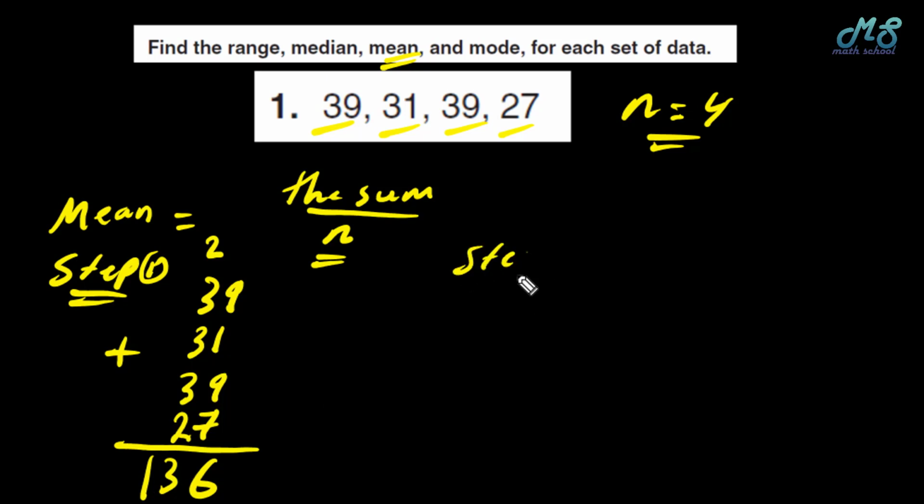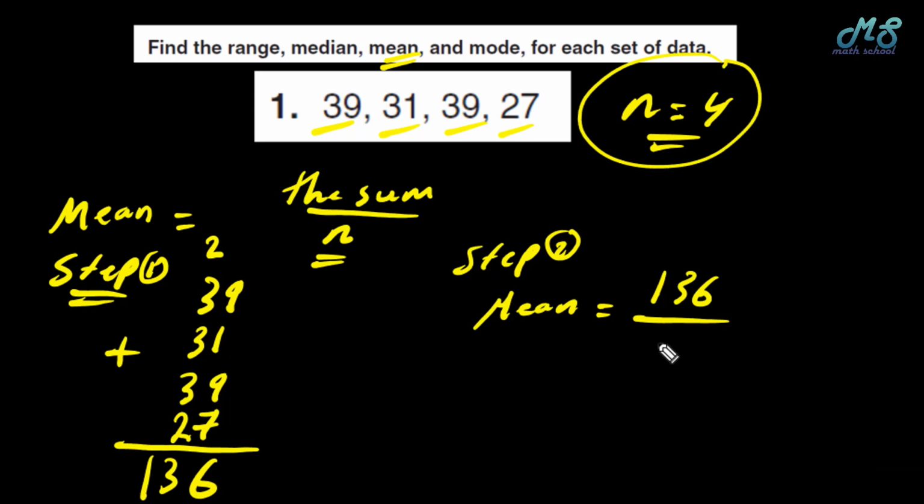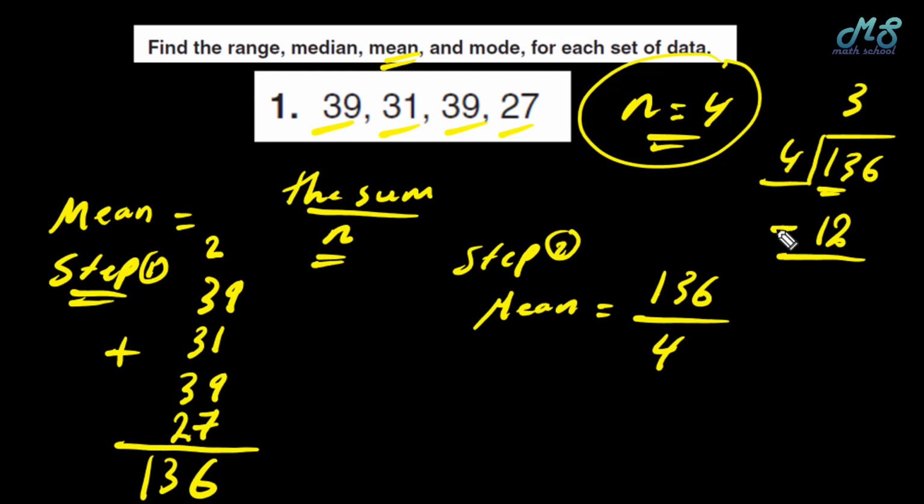Step 2, to find the mean. Just write mean equals the sum of all values, which is 136, divided by number of values, which is 4. So divided by 4. You can use long division. 136 divided by 4. Take 13 divided by 4 equals 3. 3 times 4 equals 12. Draw a line and subtract. The difference will be 1. Bring down the next digit, which is 6.